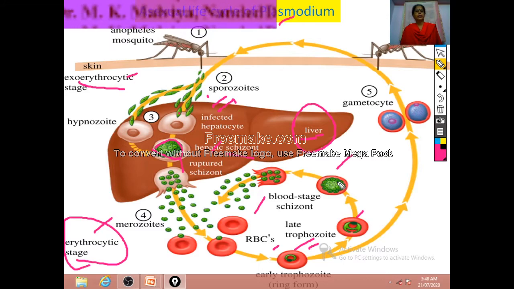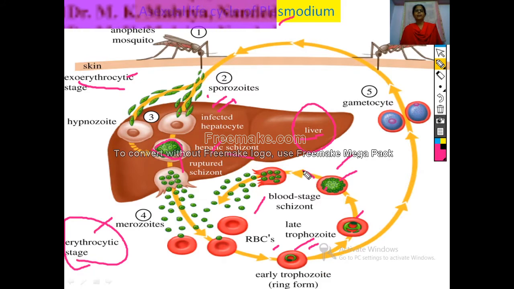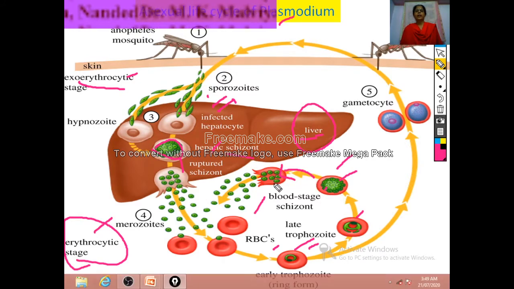Its single nucleus is divided into many, and the cytoplasm of the parasite surrounds each and every bit of the nucleus, and thus from a single parasite many parasites are formed, exerting pressure inside the RBC. The RBC ruptures here, and the many parasites formed inside the RBC now get free in the plasma of that same person.